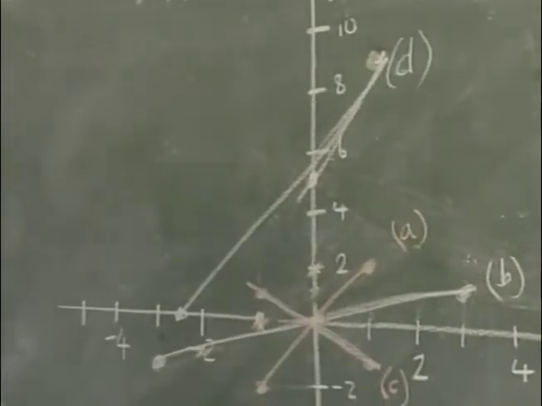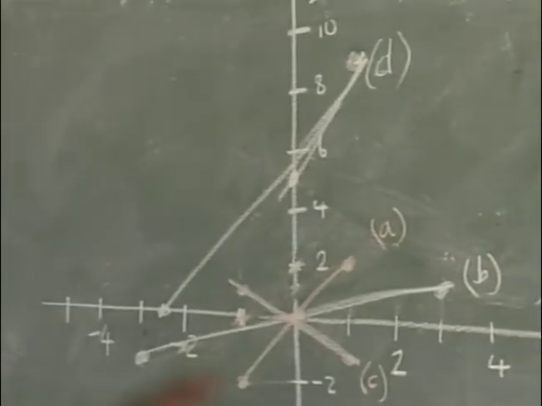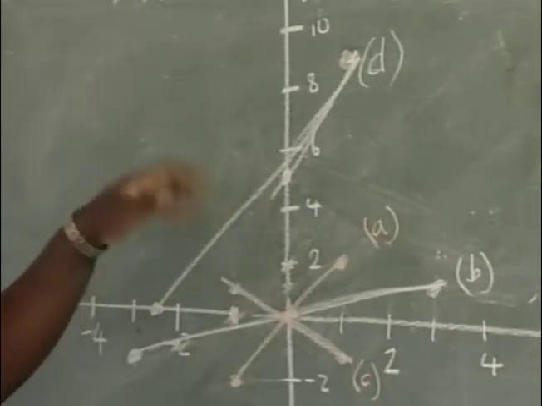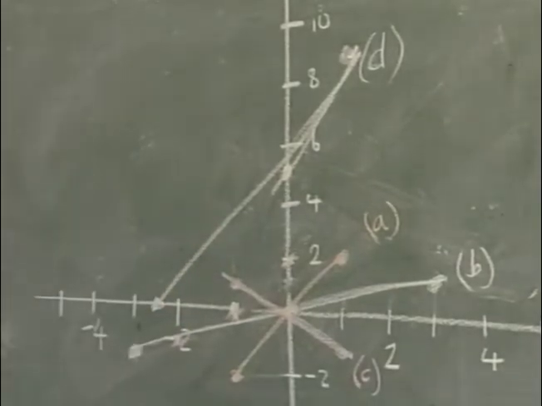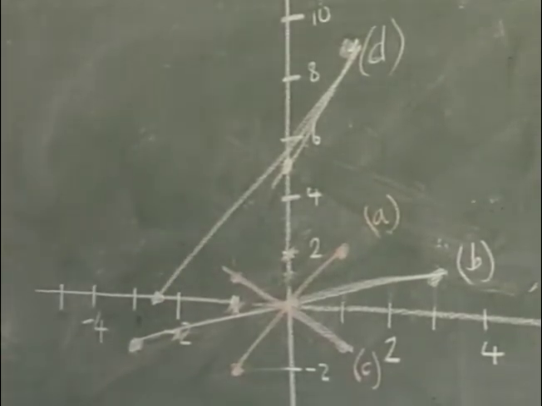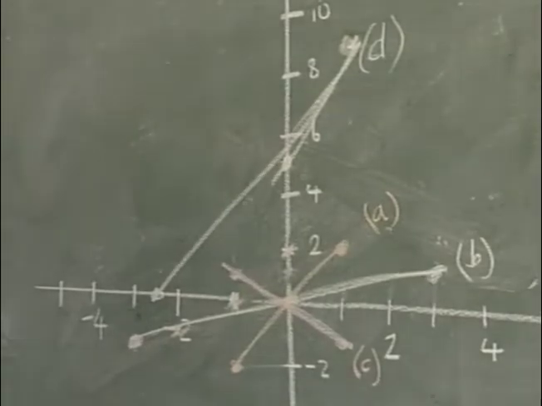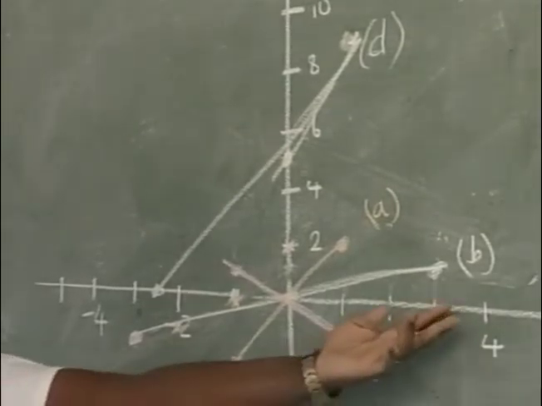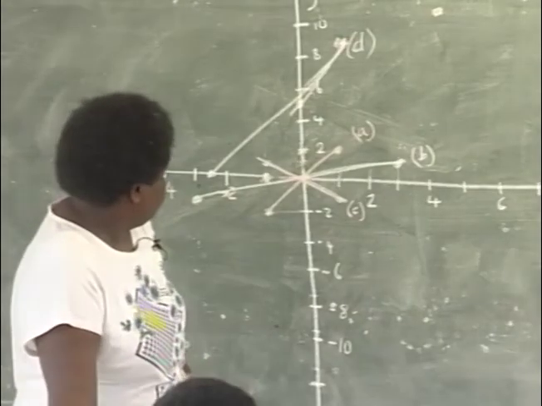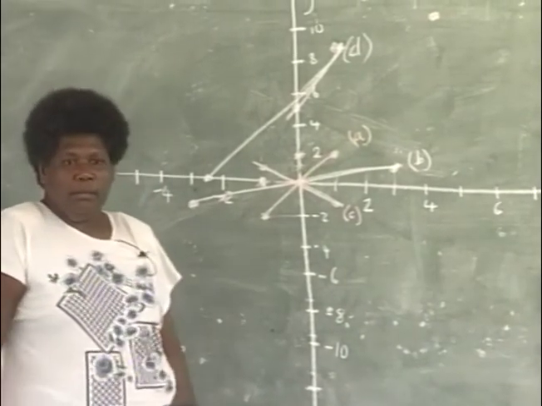Okay. Thank you. Note your line is supposed to be a straight line. I understand why this is not a straight line. It's because of the axis that I drew. Because I didn't use a ruler, and the points are not really the same distance apart.